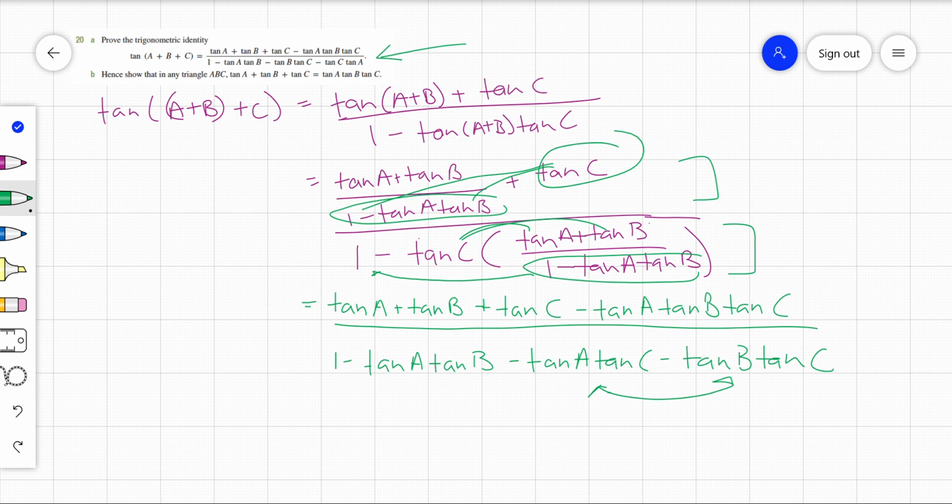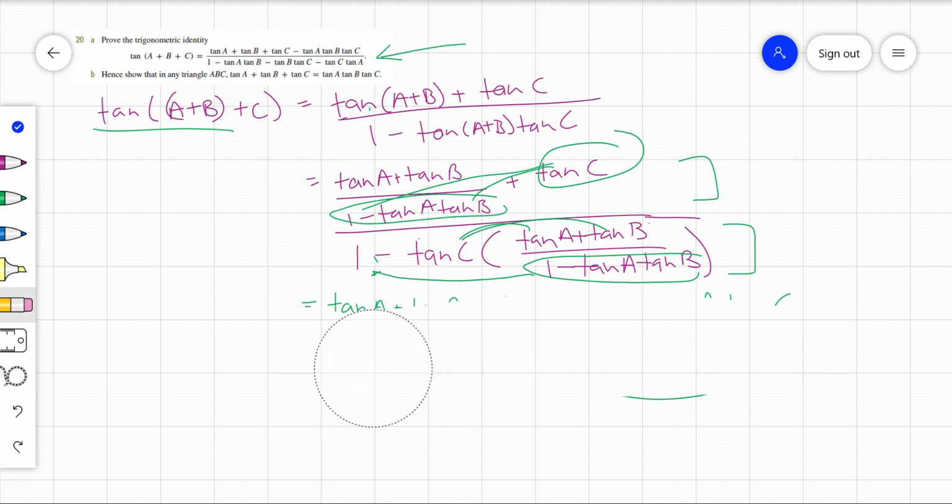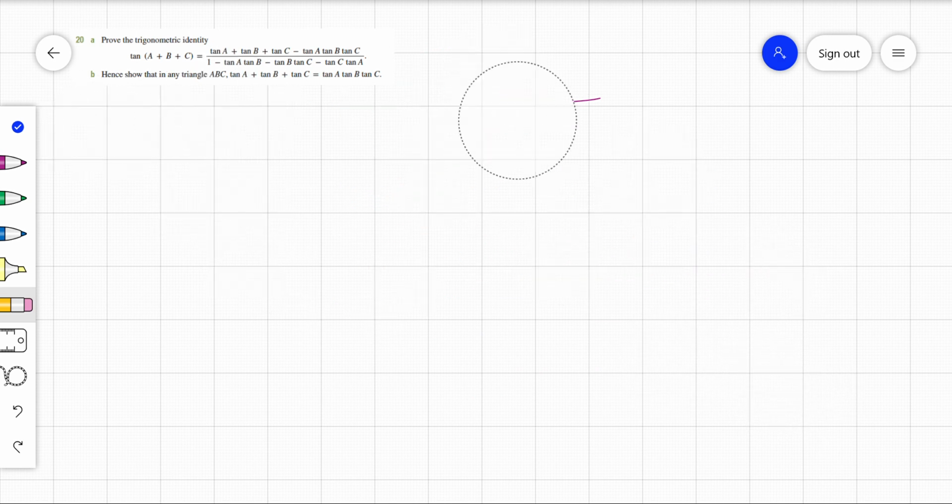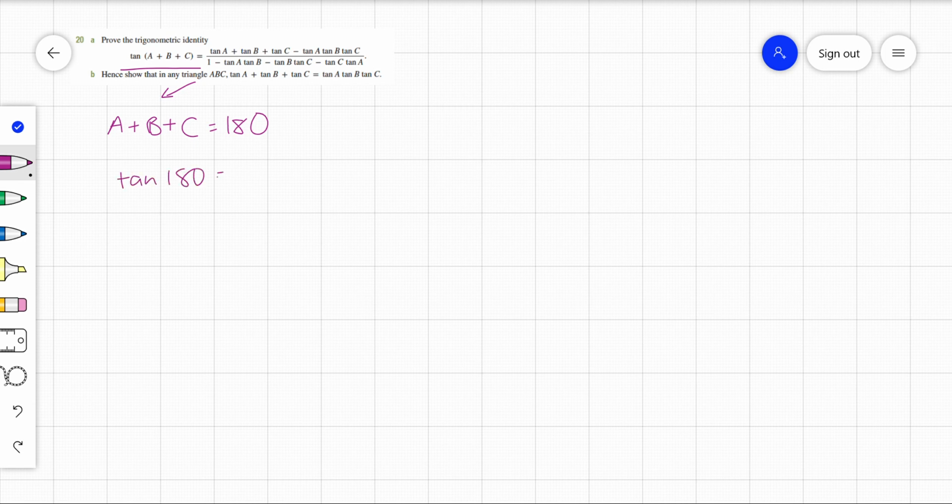So really I should say the right hand side equals this, which equals this, which equals the left hand side. Now, if that is true, and A, B, C come from the angles in a triangle, then when I add those angles up I get 180 degrees. So tan of 180 degrees is 0. Try it in your calculator or sketch it and you can see that. So this has to equal 0.